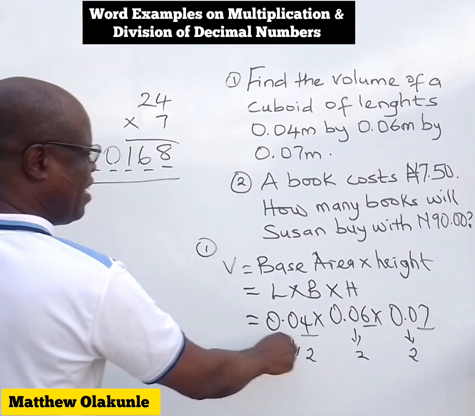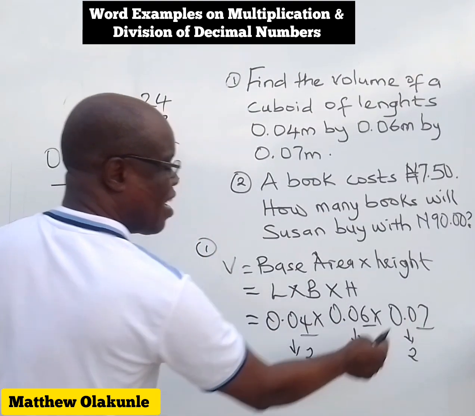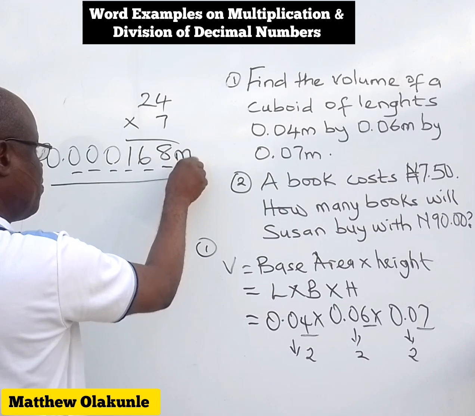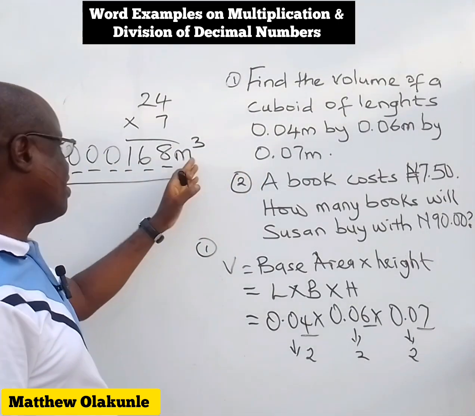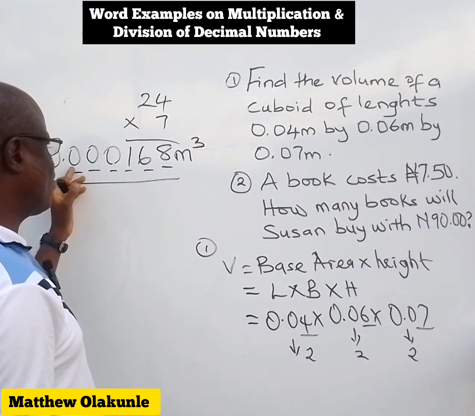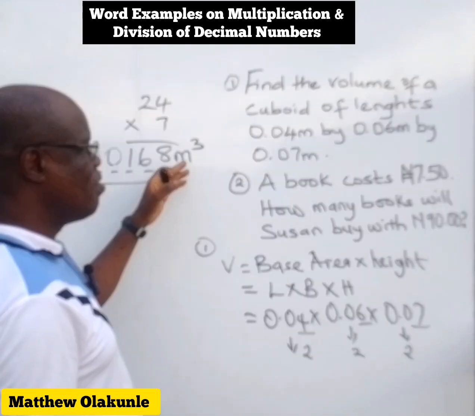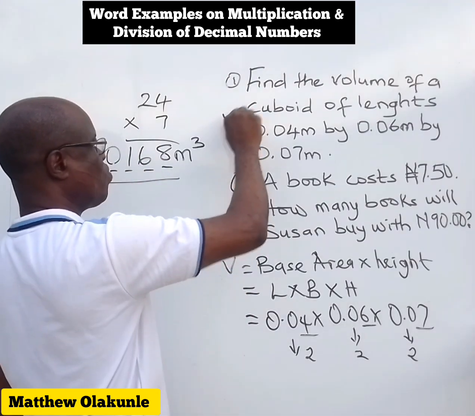Then this is meter, this is meter, this is meter. So meter in 3 places, so you have meter cube. That's meter times meter times meter, making meter cube. So the answer is 0.000168 meter cube. So you have settled with this one.